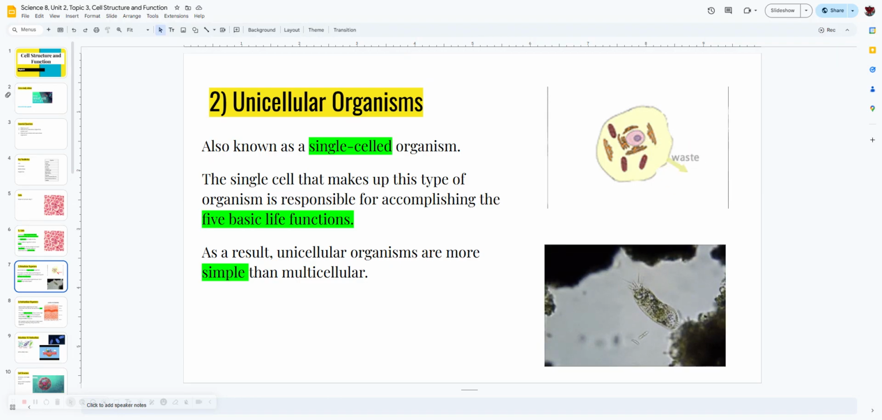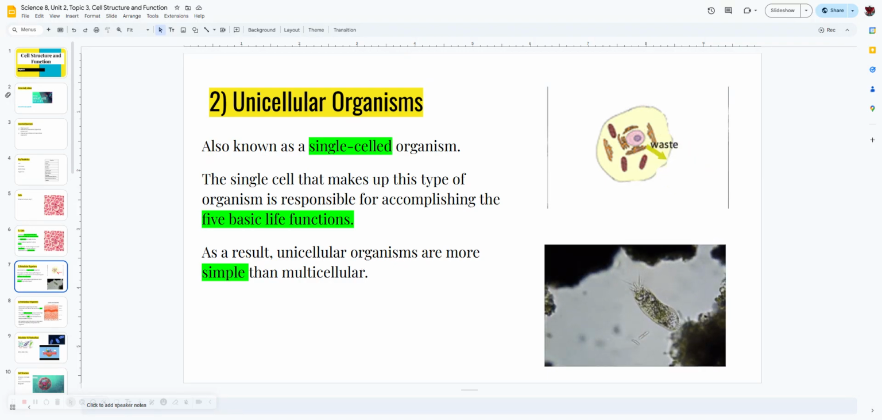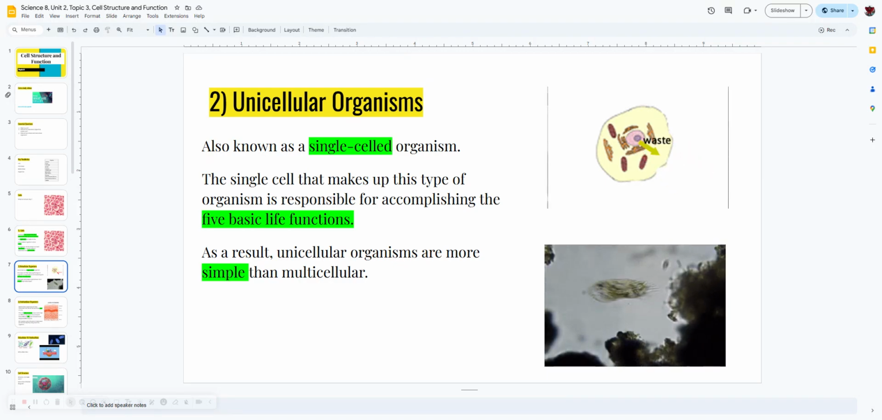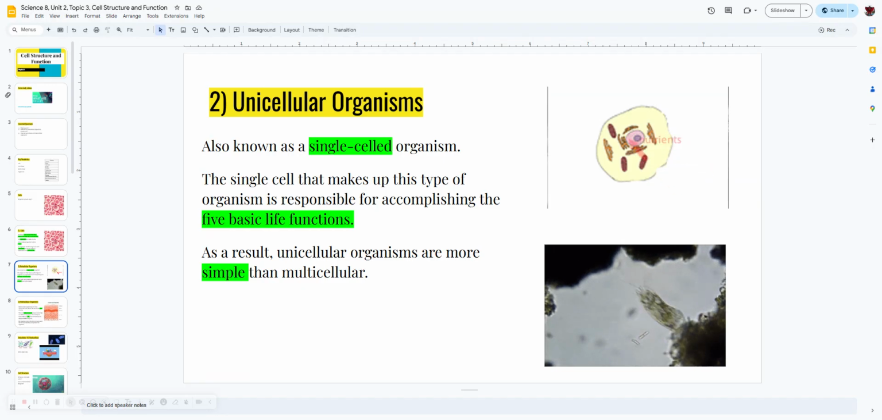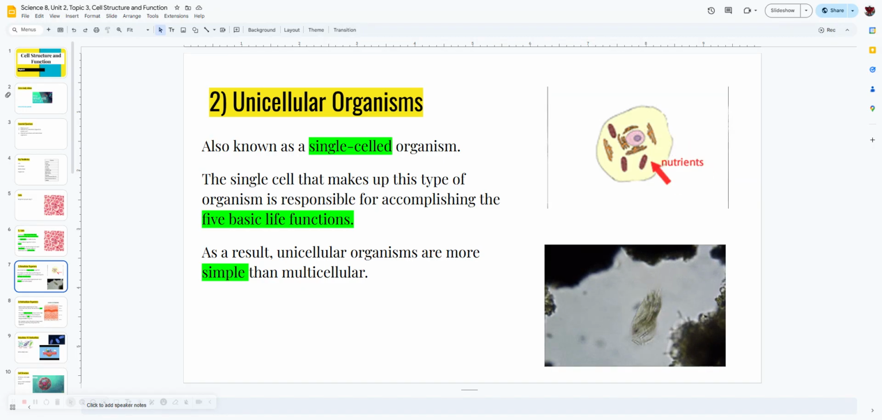Whereas, say, a brain cell in your brain, that thing is specialized. Its structure is designed to be really good at its job, its function, which is helping you think, helping you learn, helping you store memory. So specialized cells, they're really good at one thing, whereas a unicellular organism, they have to be okay at a lot of things, at meeting the 5 basic life functions.